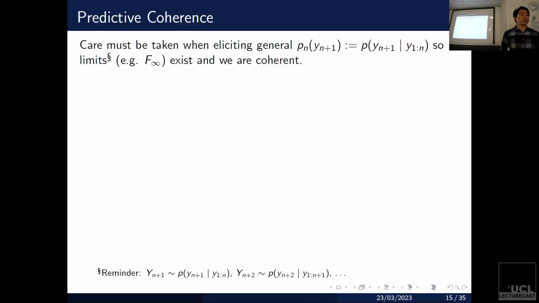And so in particular, we need to make sure that these limits exist. So limiting empirical distributions, that is when we impute our population, it doesn't just meander up to infinity, it actually kind of converges to something. And in addition, we need this kind of coherency condition to make sure we're not introducing any bias when we're just trying to get uncertainty.